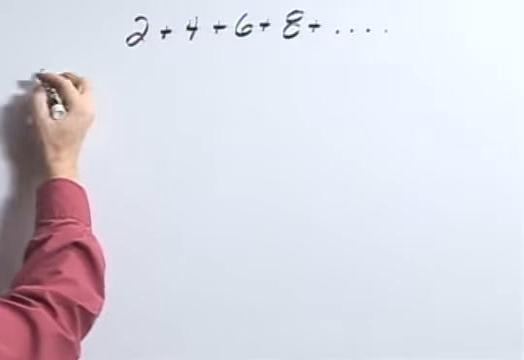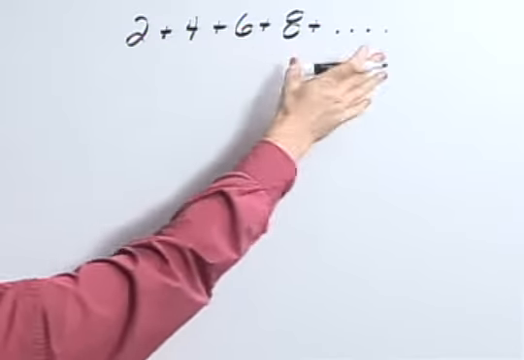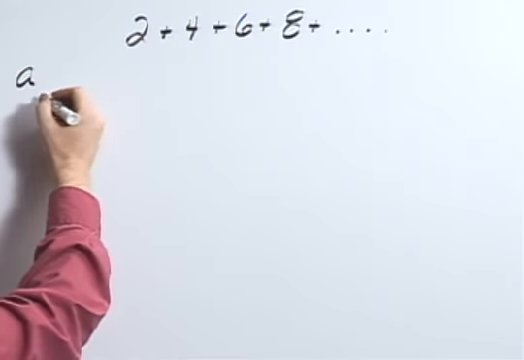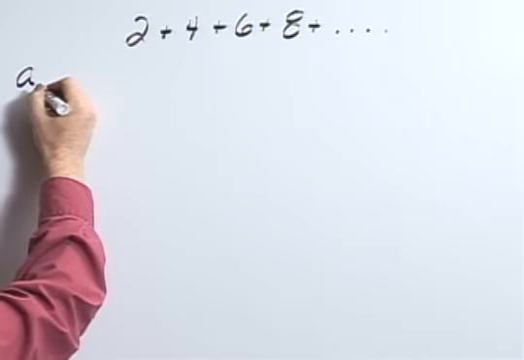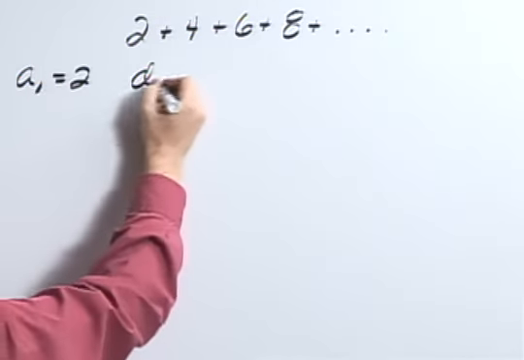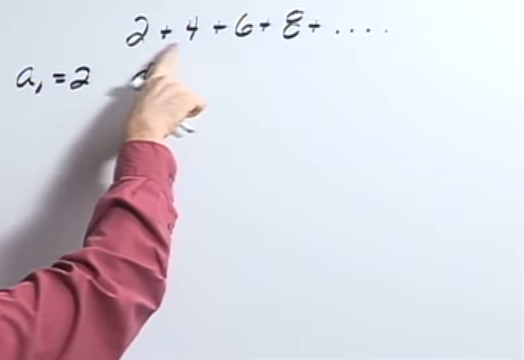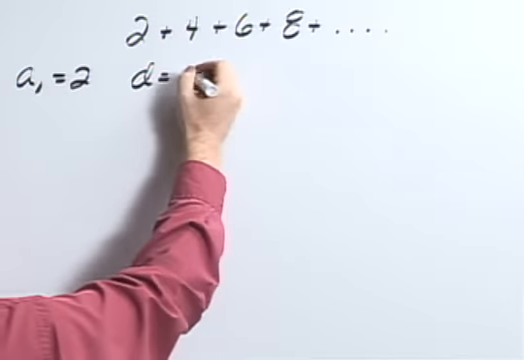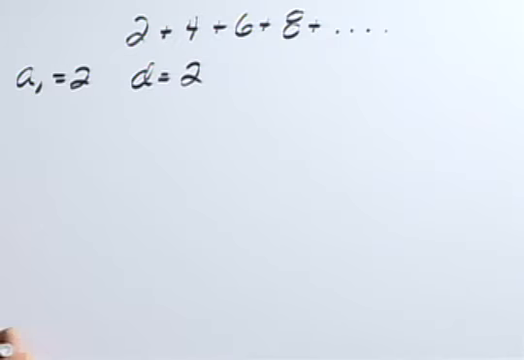First thing is, if I can figure out what would be that 200th term. In other words, what would a of 200 be? Let's start with a of 1 at 2 and figure out what my difference is. In this case, the difference between 2 to 4, 4 to 6, 6 to 8, my difference in this case is going to be 2.